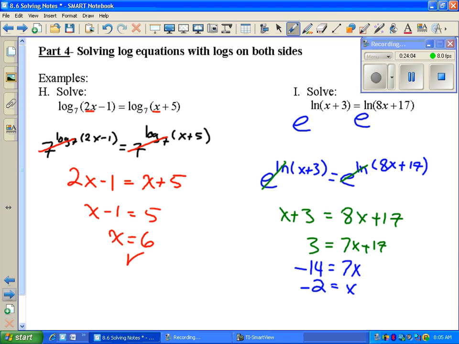Let's check this to see if this makes sense. If I plug in negative 2 here, this is the natural log of 1. If I plug in negative 2 here, this is the natural log of 1. So the natural log of 1 is equal to the natural log of 1. But if you pull out your handy-dandy little calculator, the natural log of 1 is 0. But it does check out, nonetheless. X equals negative 2. Checks out. There's my answer. 4 types of problems.